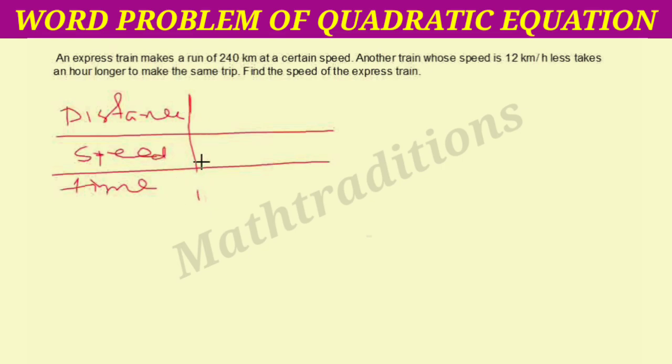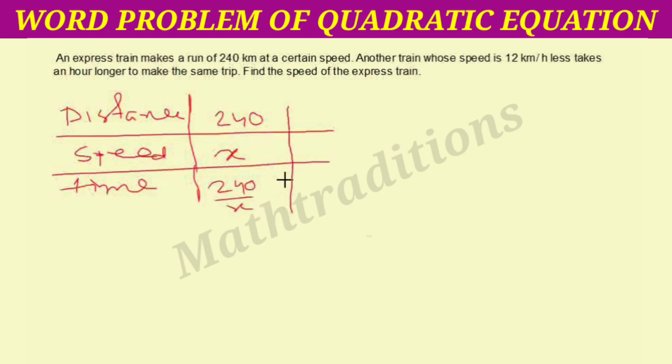First train is covering 240 km. The speed is not given, that's why we are taking the speed as x km per hour. So the time taken by the express train to cover 240 km will be 240 by x. Now I am going to the next line.